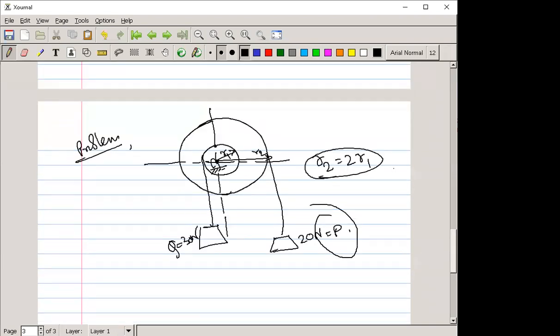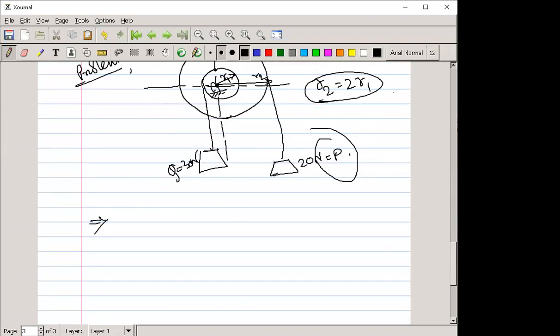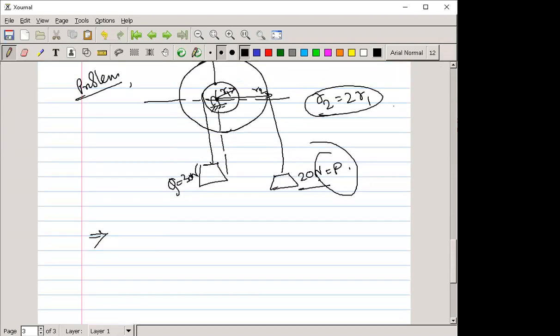This is R1, this is R2, R2 is equal to 2R1. Okay, let's solve. So what is the consideration now? I think you all understand that this is 20 Newton, so that should go upward, as this is 30 Newton. This is the heavier weight, no? This weight is higher, so this should be in the downward direction. So then what should be the acceleration?